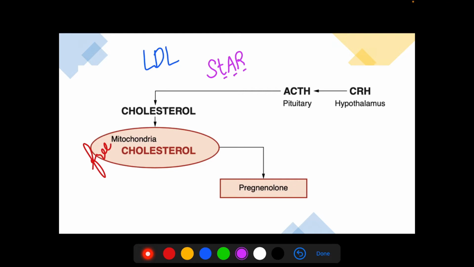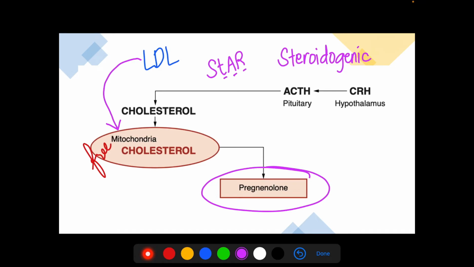This StAR will shuttle or deliver the LDL across the mitochondrial membrane, where it begins its journey down the steroidogenic pathway, or what we call steroidogenesis. Steroidogenesis refers to the production of steroid hormones. Also take note of this one, this pregnenolone. Once the StAR shuttles the free cholesterol into the mitochondria, it will now be converted to pregnenolone.